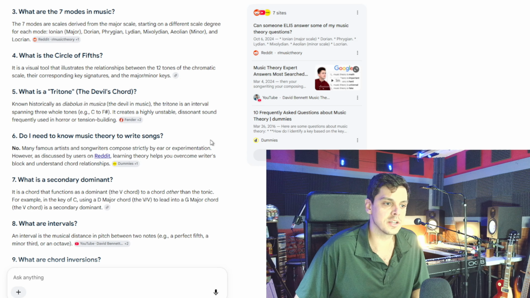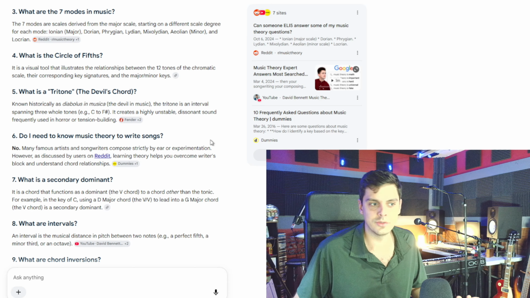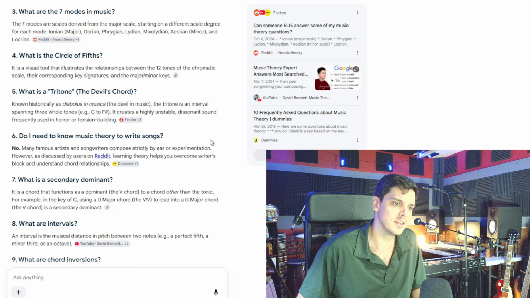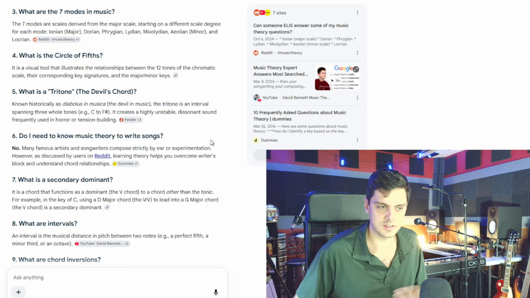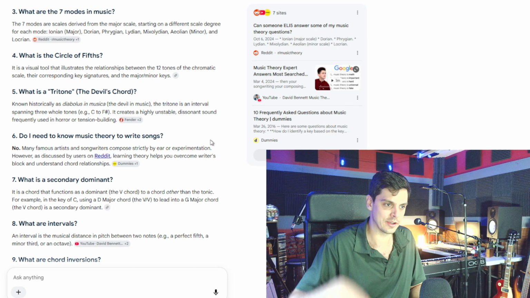This other thing, understand chord relationships. Sure, yeah, you can use music theory to do that. That's an oddly specific one, but music theory is not just chords. Music theory is lots of different things. So I don't know. I don't like that question.